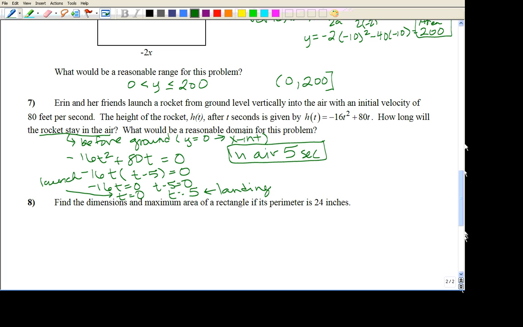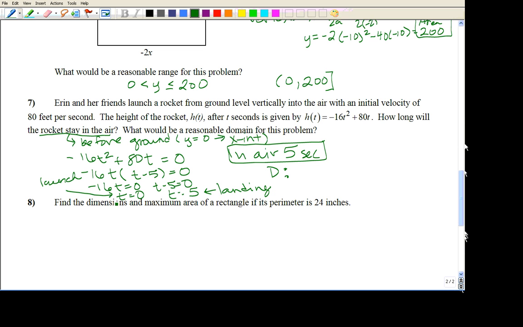It also asks, what would a reasonable domain be for this problem? Remember, we want to keep this in real life. In other words, where that rocket is still above ground. In other words, where that time value or the x value is positive. We want to stay in the first quadrant. So we know that the rocket, remember our time is our x value. So our domain will deal with the time.